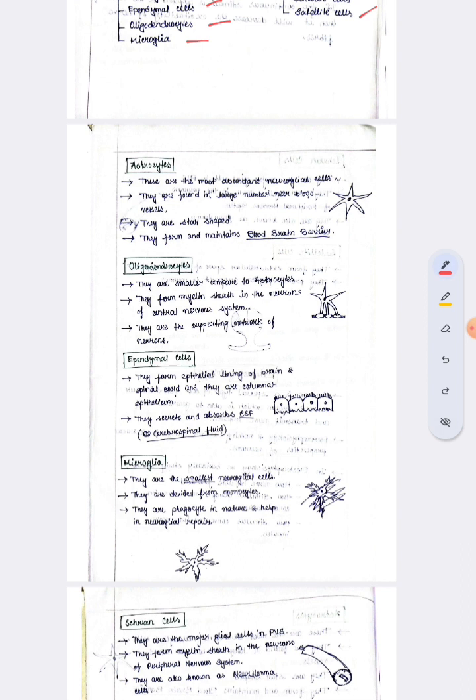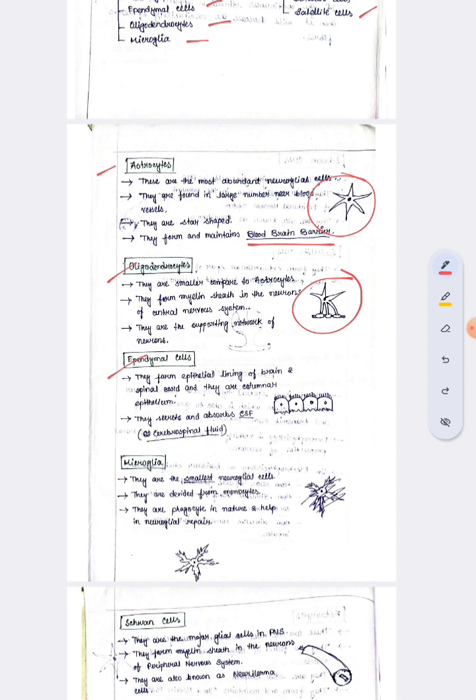Astrocytes, these are the most abundant neuroglia cells. These are found in large numbers near blood vessels. They are star shaped, we can see here. They form and maintain the blood-brain barrier. Oligodendrocytes. They are smaller compared to astrocytes. They are the supporting network of neurons.